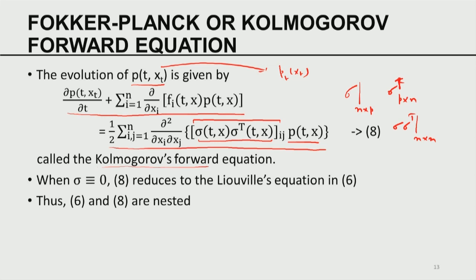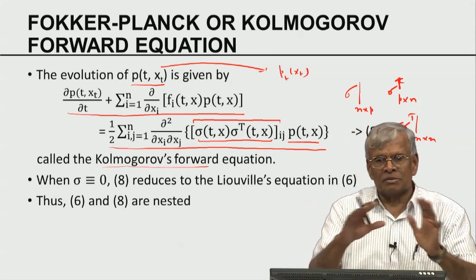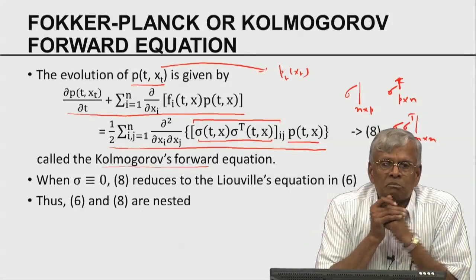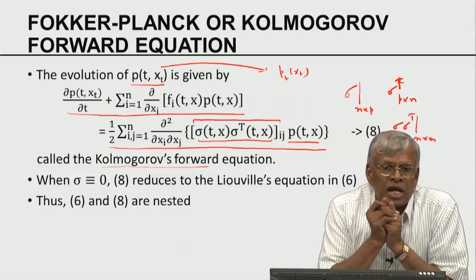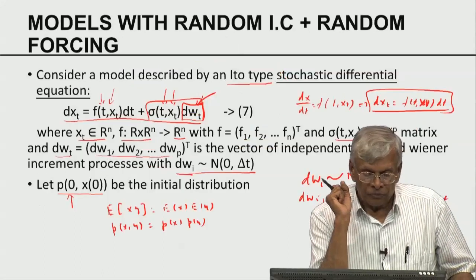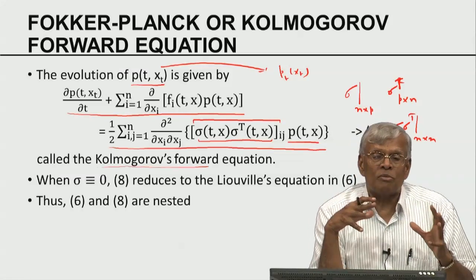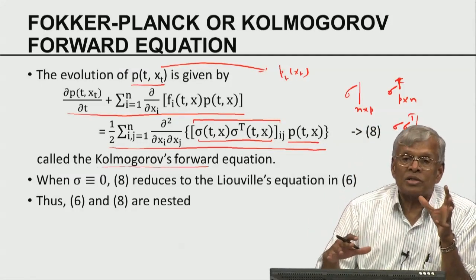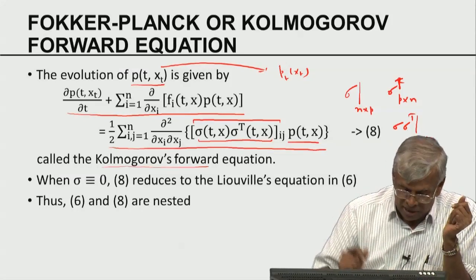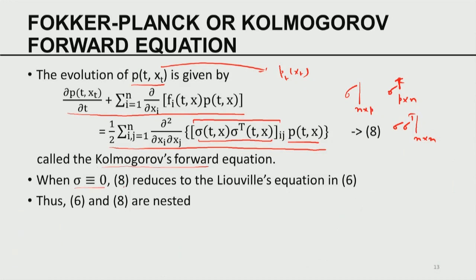You may ask a question, why you are particularly talking about randomness coming from Wiener increments. That takes us too far afield into stochastic modeling, which we are not going to get into at this stage. So a general description of a Markov model is given by 7 within the stochastic analysis framework. It is within this general framework Kolmogorov forward equation describes the evolution of the probability density function. So you can readily see, I have already alluded to, but it is worth repeating, when sigma is 0, 8 reduces to Liouville's equation. Therefore, equations 6 and 8 are beautifully nested.